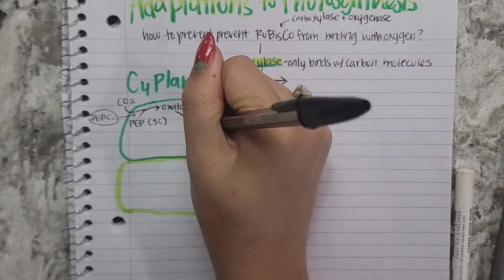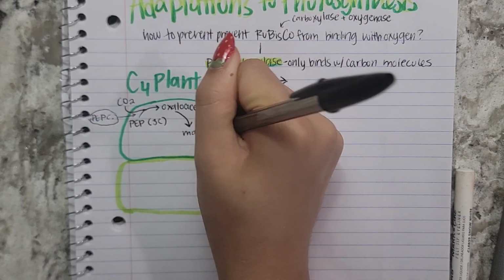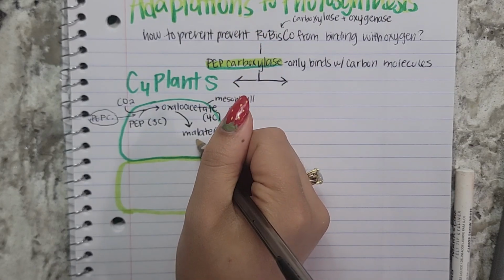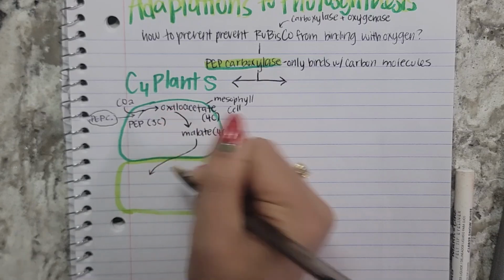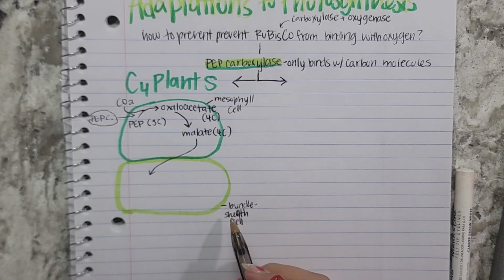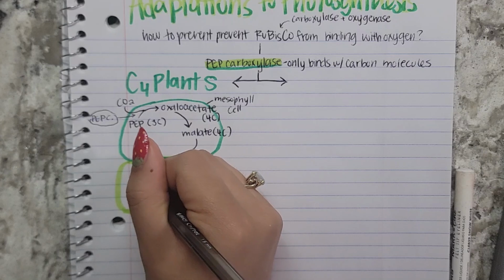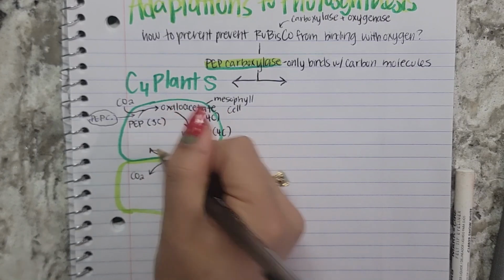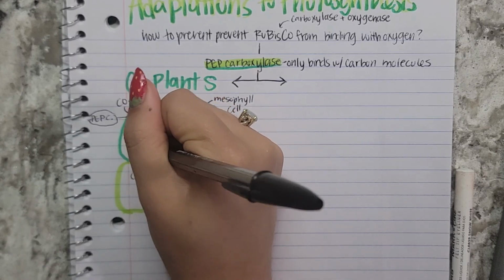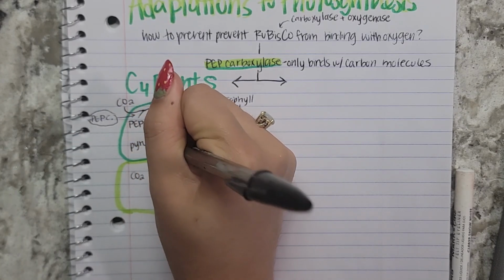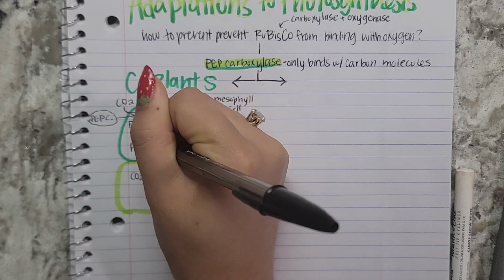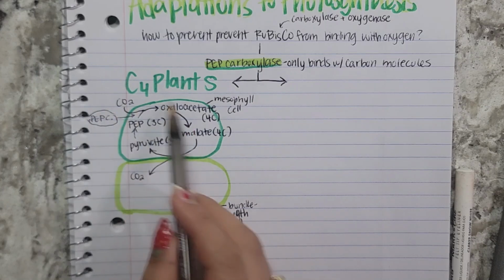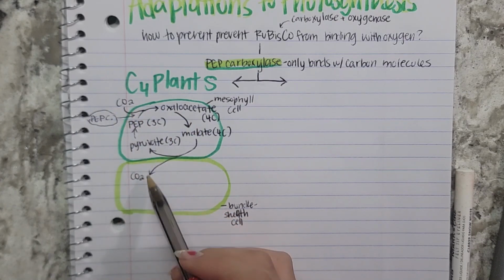Okay, and then that gets turned into malate, which is another 4-carbon molecule, and that will continue on to this other cell. So malate will be delivered to the bundle sheath cell. So malate will be turned into carbon dioxide and another 3-carbon molecule called pyruvate. And pyruvate is turned into PEP, which is how we started from the beginning. Okay, so through this process, we started with CO2 and we ended with CO2.